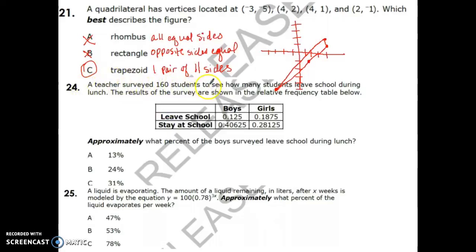A teacher surveyed 160 students to see how many students leave school during lunch. The results of the survey are shown here. And it says approximately what percent of boys surveyed leave school during lunch. Okay, so there's two ways to look at this problem. You can turn all these percents into actual numbers, and if you multiply 0.125 by these numbers, you'll get this table of boys that leave early. I guess I didn't have to do that. And then girls.